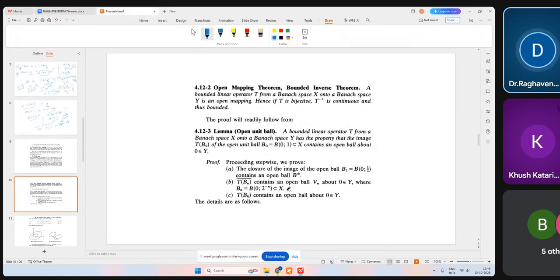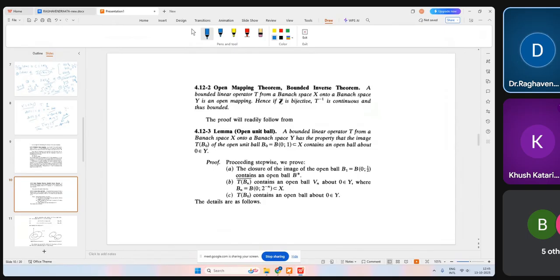Okay. So B0 means it is just the ball of radius 1. Here it is written, the unit ball B0. B0 is the ball of radius 1 with center at 0. So this B0 you have to understand here.